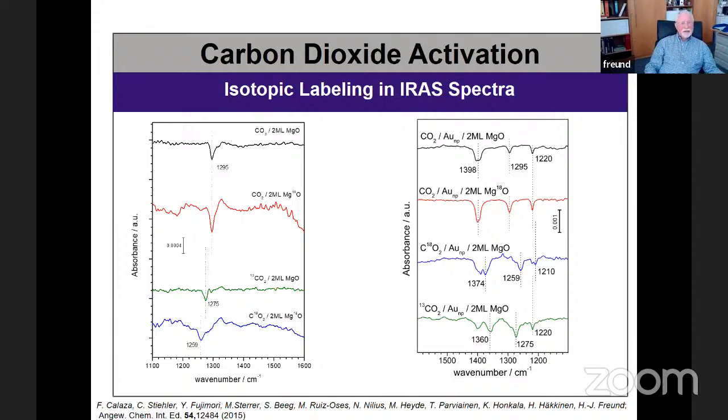Now, we can actually prove that that is the case because we are in the position to not only label the CO2 by isotopic labeling, in other words, carbon and oxygen, but we can also, since we grow a thin film, grow the thin film from isotopically labeled oxygen. If you take that information together, it's clear that this is exactly what happens. And the same argument is used, and I will not go into the details, when you look at the infrared of the formed oxalate.